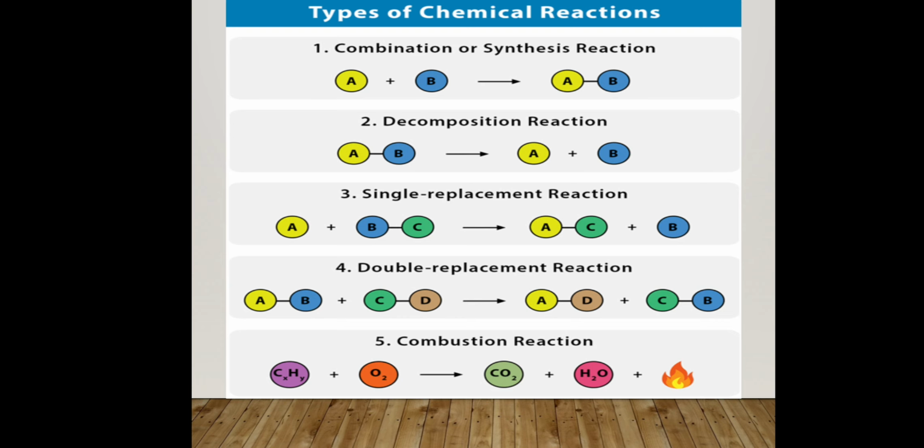Then lastly, we have combustion reaction. Combustion reaction is basically a type of chemical reaction between substances usually including oxygen, usually accompanied by the generation of heat and light in the form of flame. That is why, as you can see here in the illustration below, the substances which include oxygen are accompanied by generation of heat. So meaning to say, the result of each substance will form into flame. So those are the types of chemical reactions, from combination or synthesis reaction to combustion reaction.